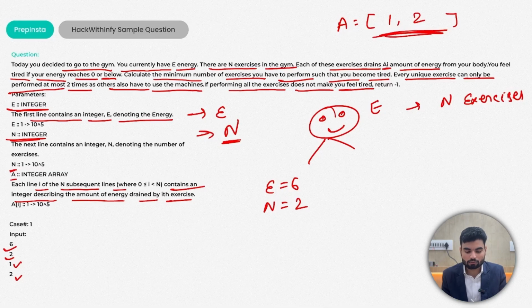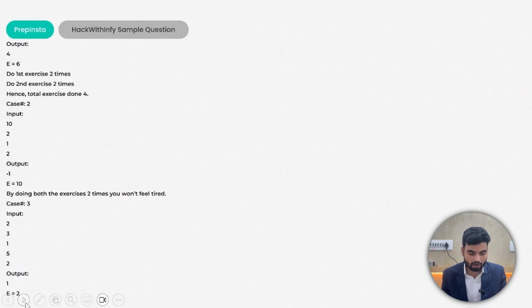Now what we need to return, we'll understand in the next slide, where we have the output window as well. Output is 4. Why is that? When E was 6, do the first exercise 2 times, which means the first exercise, which was, you remember that A is equal to 1, 2.